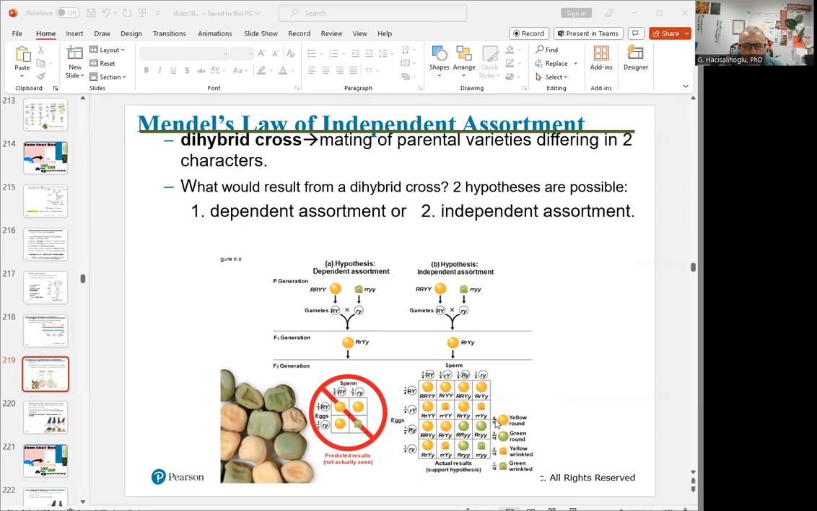9 will be yellow round, 3 will be green round, 3 will be yellow wrinkle, and only 1 will be green wrinkle. That means recessive for both genes. This is also called 9-3-3-1 ratio, which means there are two genes, two dominant genes in.